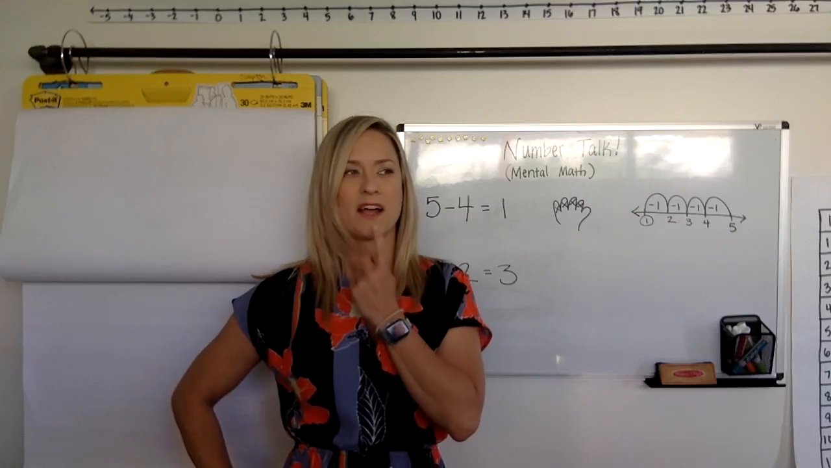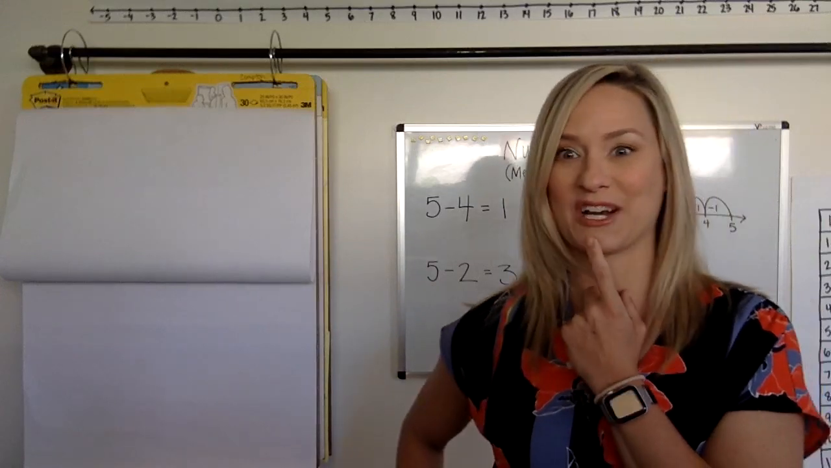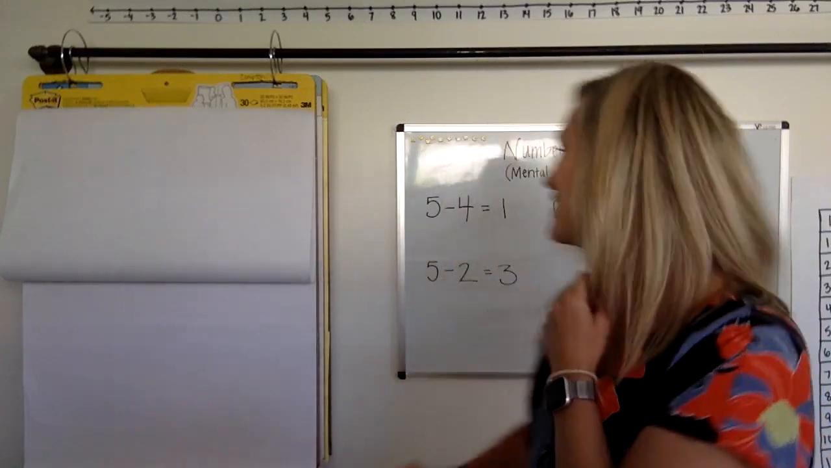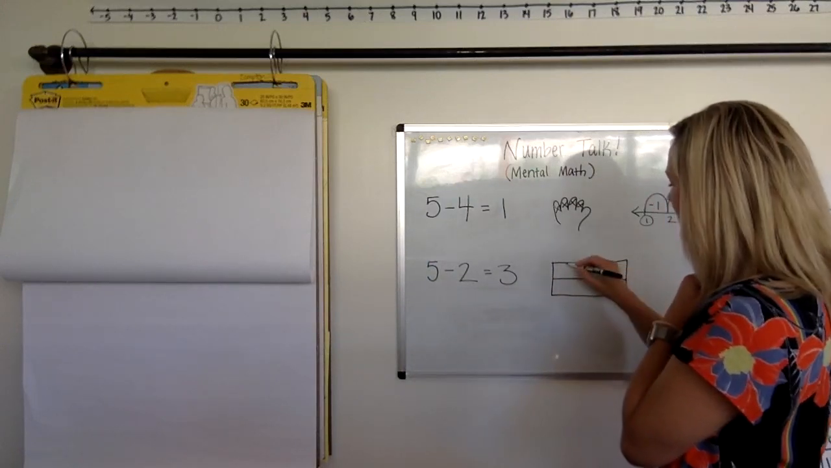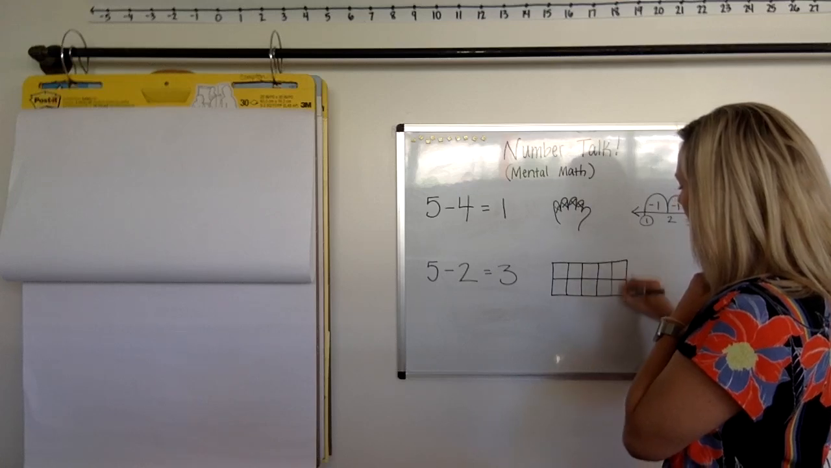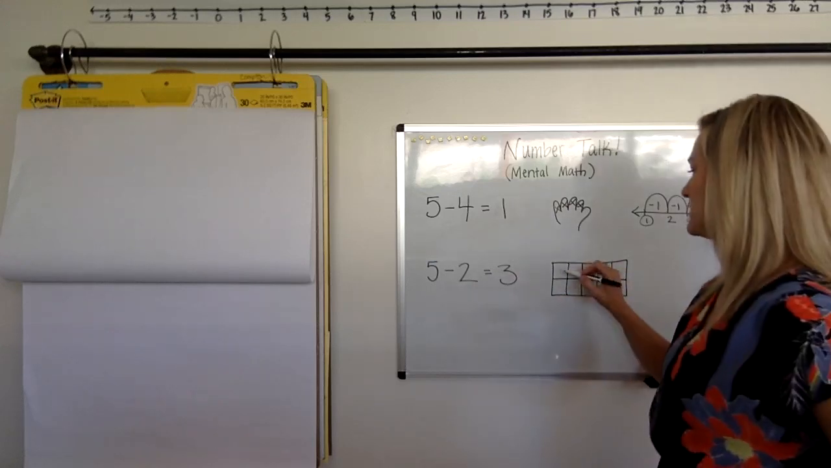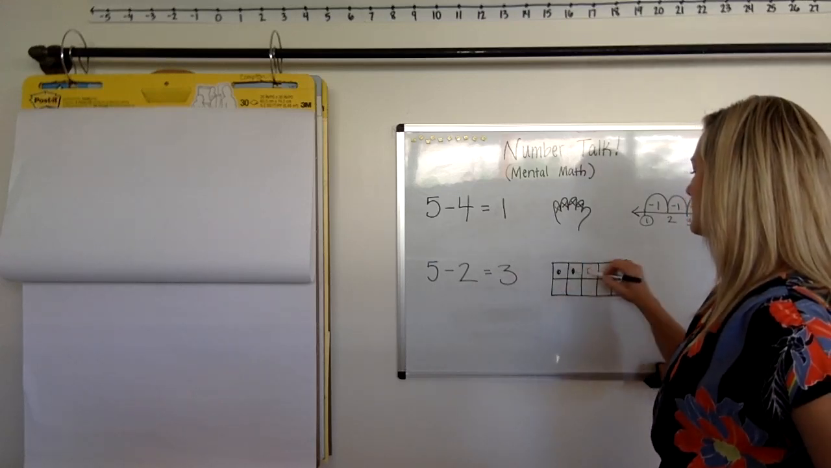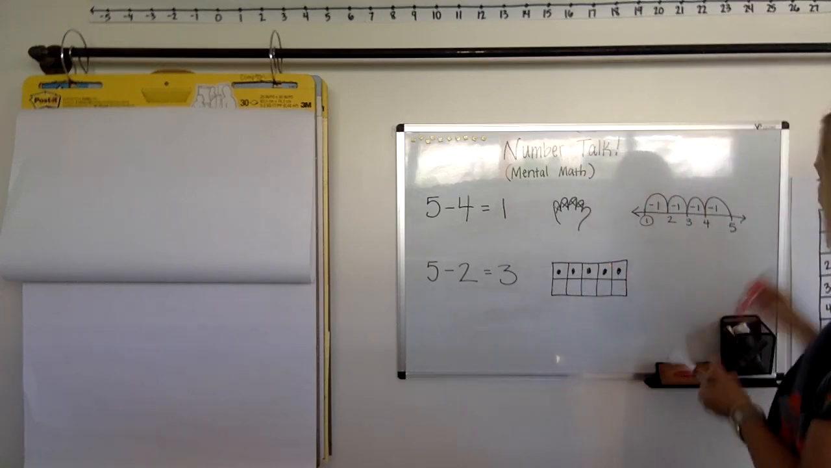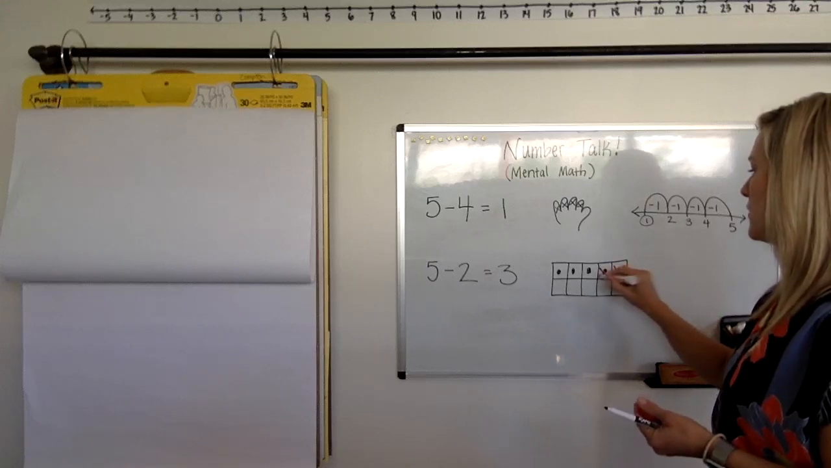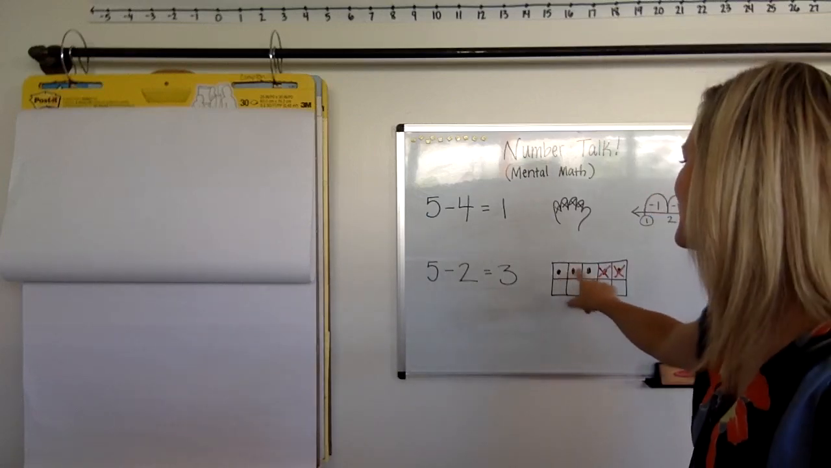Let's see here. I'm going to guess. Ooh, maybe there were some fingers out there, but maybe there was a 10 frame or a 5 frame. Let's see. What if somebody did this? Here's my 10 frame. 1, 2, 3, 4, 5, 6, 7, 8, 9, 10. And you filled in 5. And then you took away, boom, boom. You were left with how many? You see it there? You're left with 1, 2, 3.